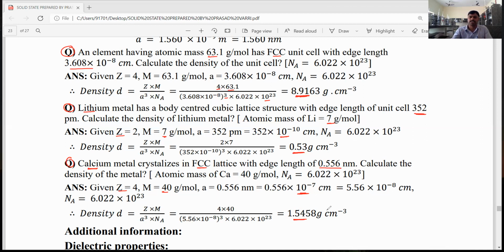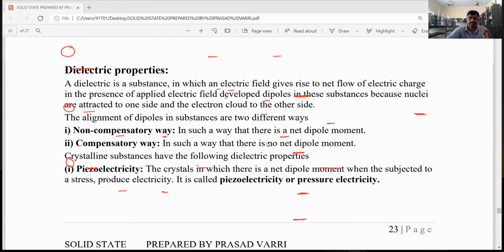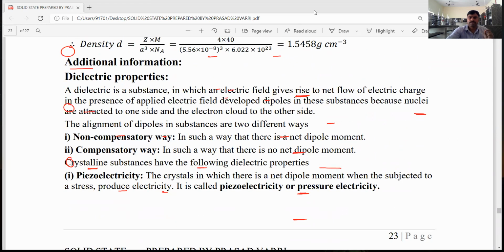Let's see some additional information, dear students. Dielectric properties and superconductivity properties, and different types of ionic compounds, their crystal structures, and where the positive and negative ions are present, their coordination numbers also we need to discuss, and radius ratio of cation and anion based on that coordination number, and examples we need to discuss. Those are also very, very important. Dear students, this additional information is very, very important, especially for mains and advanced examination.